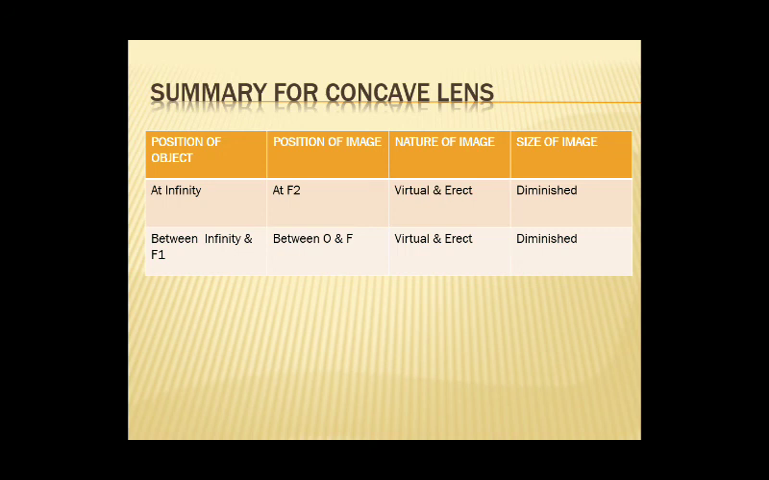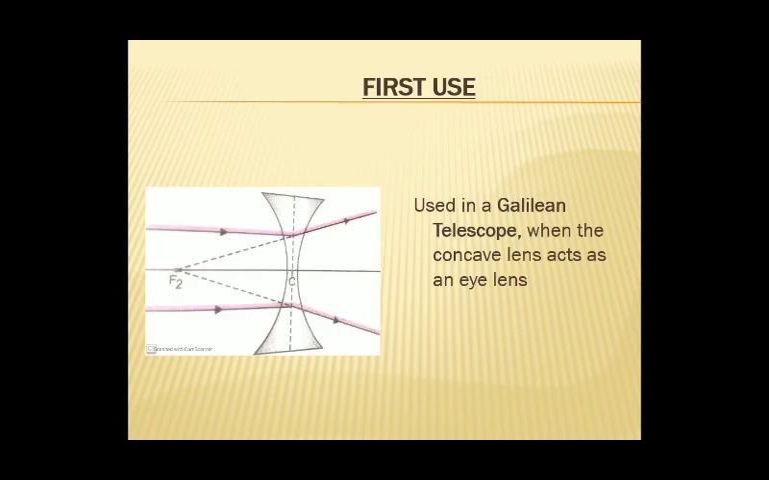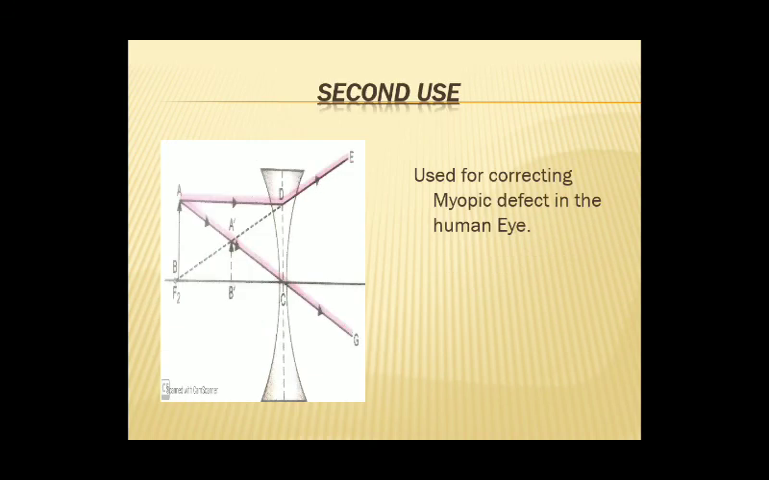So the lens cases are just opposite to the mirror. जो वहाँ पे कॉन्केव मिरर के केसेस थे यहाँ पे सारे कॉन्वेक्स के हो गए हैं, और जो वहाँ पे कॉन्केव के थे, that become convex, convex के concave. Now uses of the concave lens. It is used in a telescope only when the concave lens acts as an eye lens, and this one is very important. What happens in that case? This is for correcting the myopic defect in the human eye.